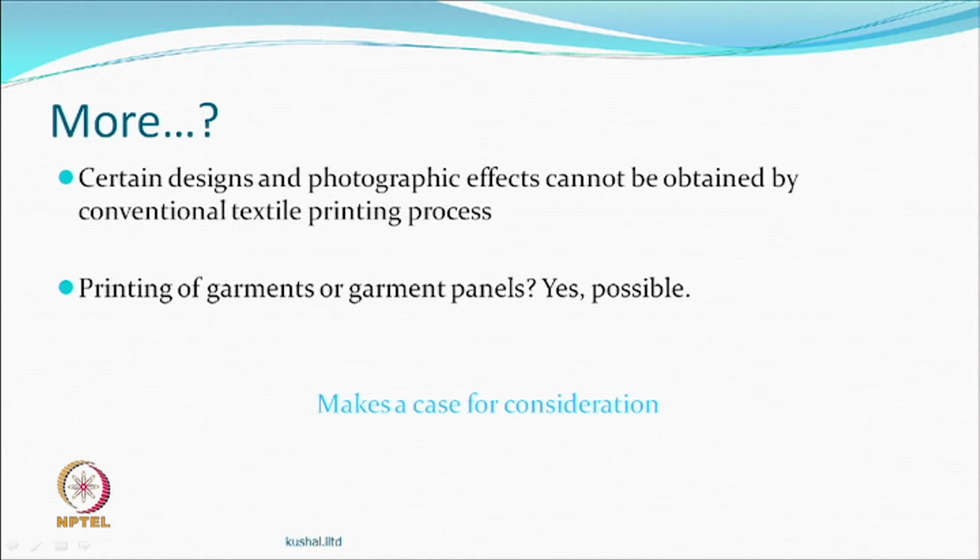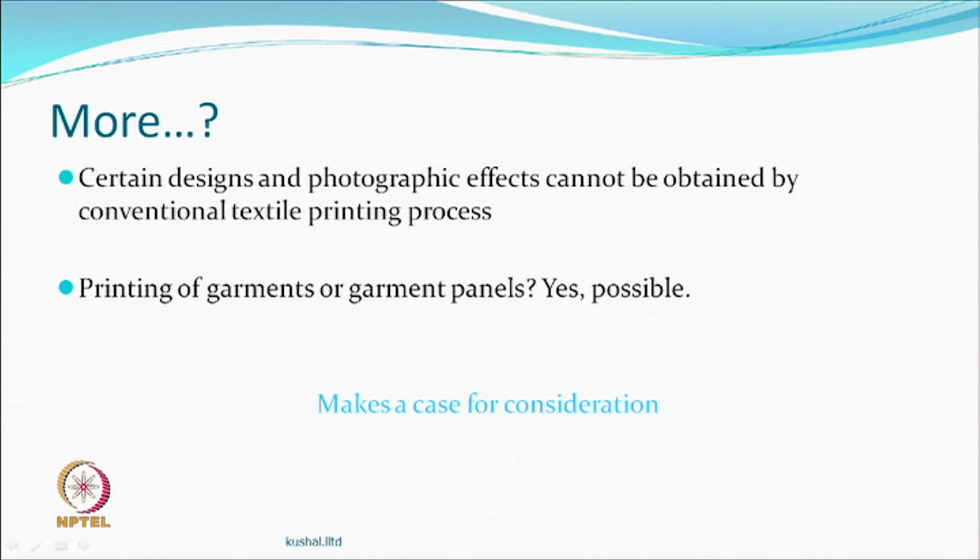Certain designs and photographic effects cannot be obtained by the conventional printing process. This is very important actually. Till the time you had a concept of transfer printing, you were not even dreaming about it. What kind of design are you thinking of on a machine, let us say a rotary screen printing machine? We said 8 colors, how many more? Let us say we can take 12 colors.